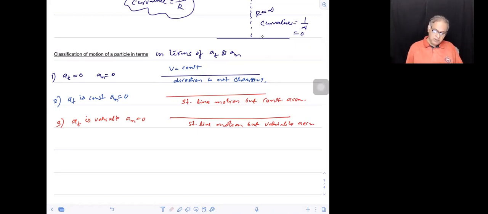Now three more. Can you make a guess on your own? The fourth one: AT is 0 and A normal is constant in magnitude.